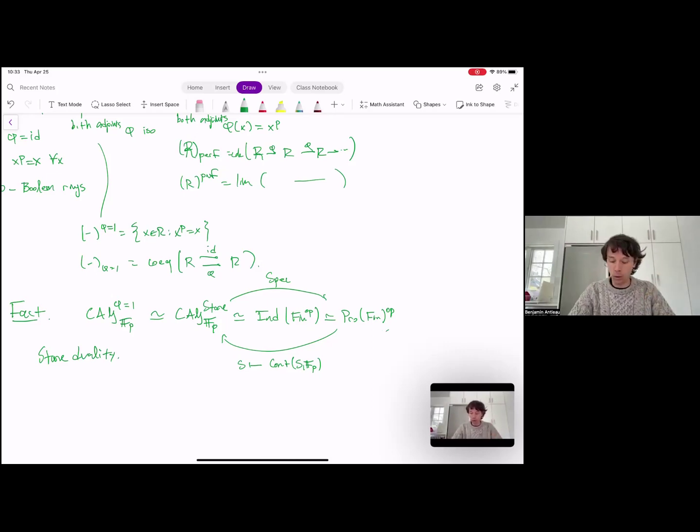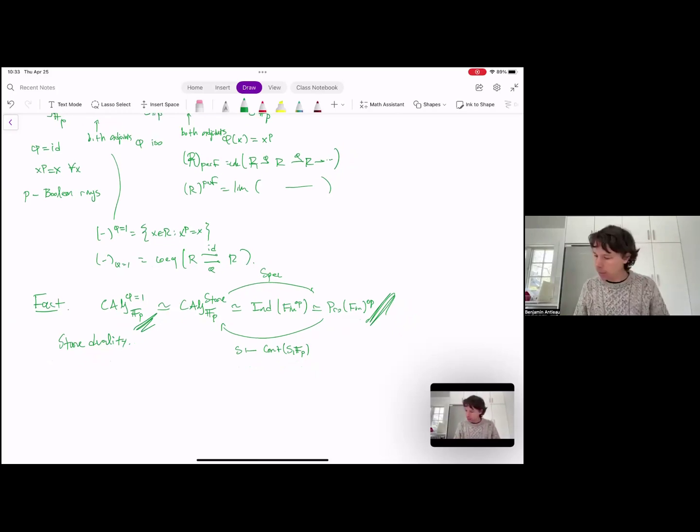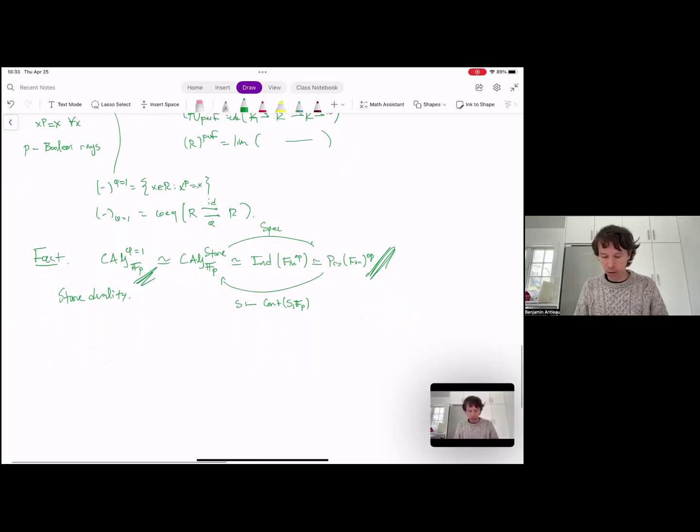Fun fact, you'll notice that there's no p on this side, which means that these categories are all equivalent as categories as p varies, but they're not equivalent as concrete categories. Like they don't commute with the forgetful functor to sets. So anyways, I found that to be amusing.